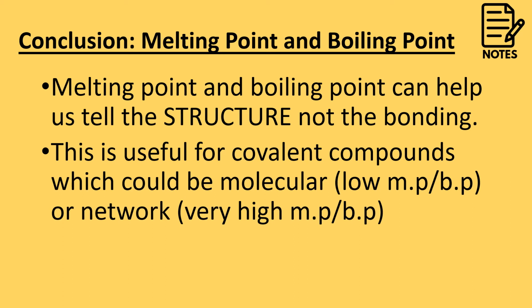If it's covalent molecular, which is made of molecules, it's going to have quite a low melting point and boiling point. And if it's a covalent network, it's going to have a very high melting point and boiling point. So we would initially use our electrical conductivity to tell the difference between the bonding, and then our melting point, where we have covalent, can tell us whether it is a network or whether it is molecular.